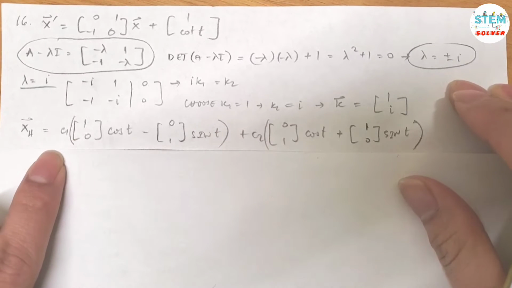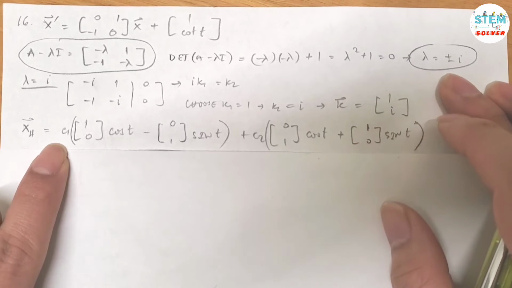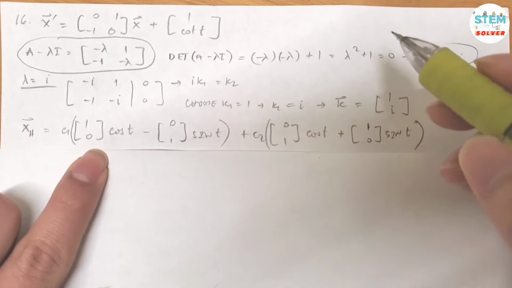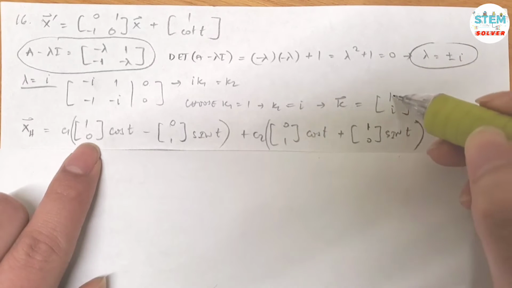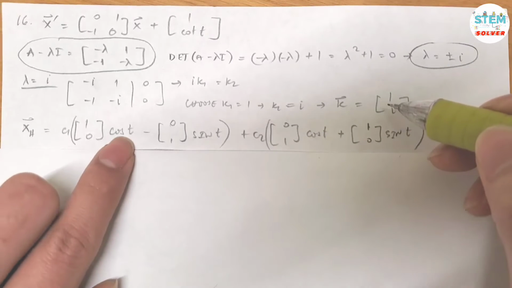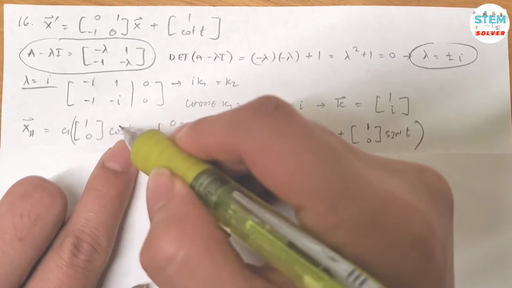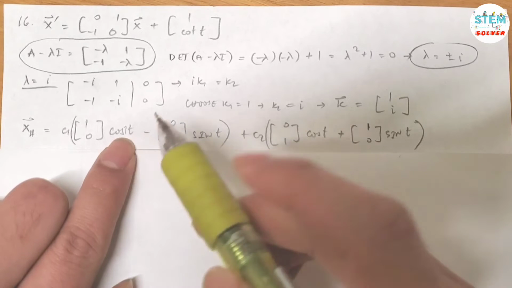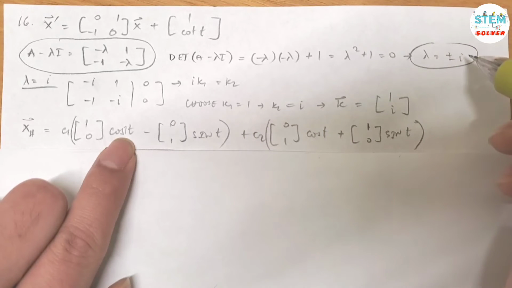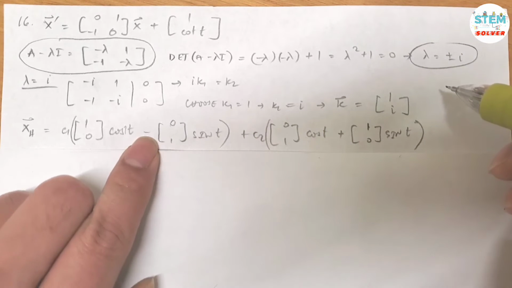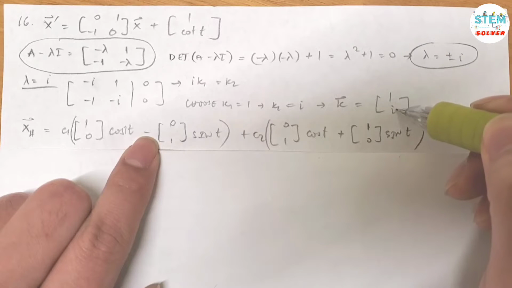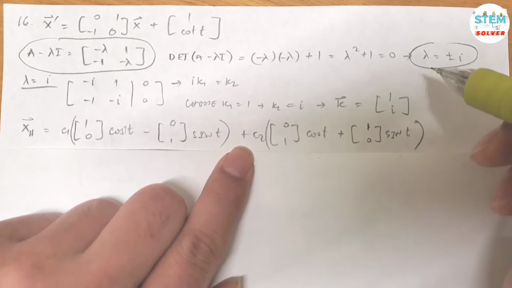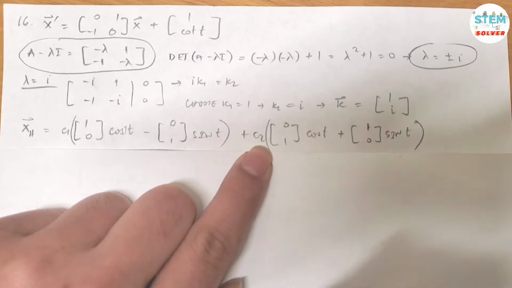Then it's time to write our homogeneous part, and our homogeneous solution is equal to c1 times open parentheses the real part of vector k, which is (1, 0) times cosine t. This is actually cosine 1t, where the 1 comes from the imaginary part of lambda, okay, minus the imaginary part of vector k, which is (0, 1) times sine t, and then add c2 times the second solution.